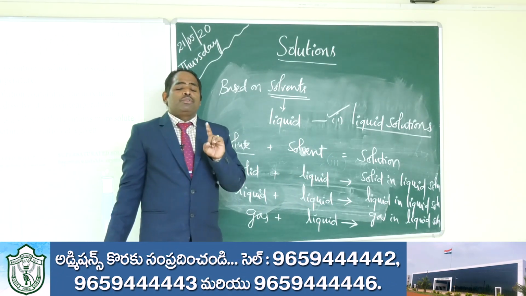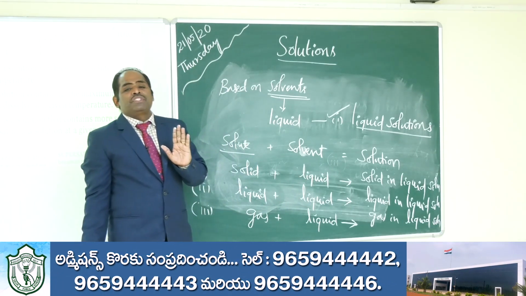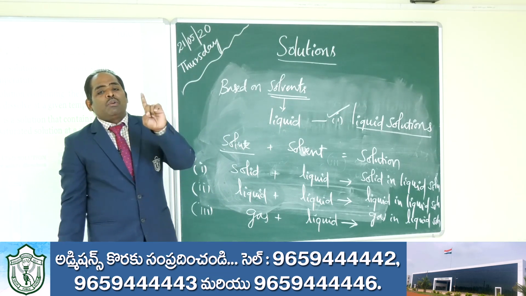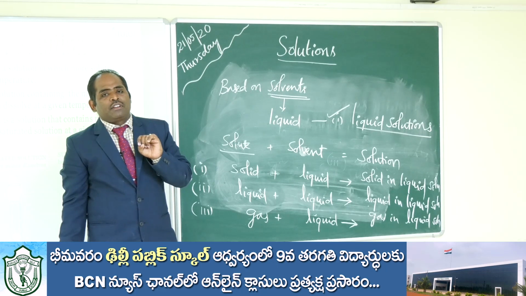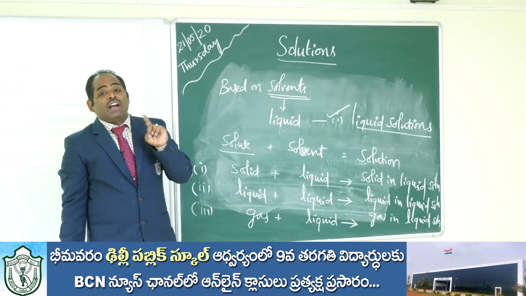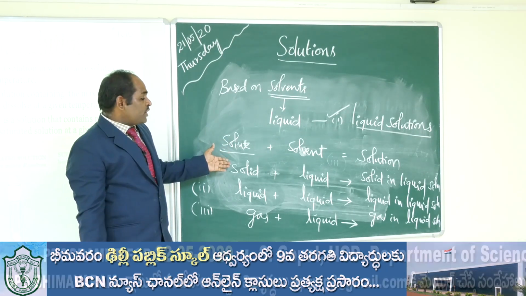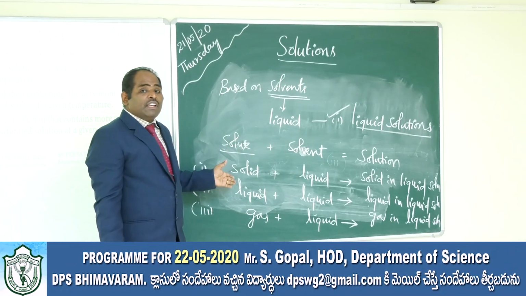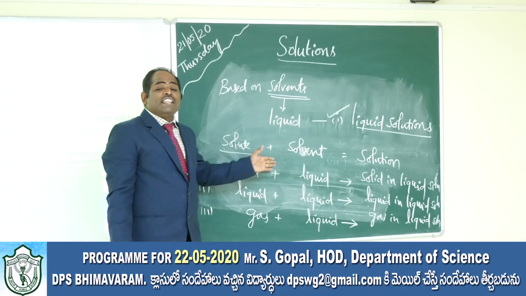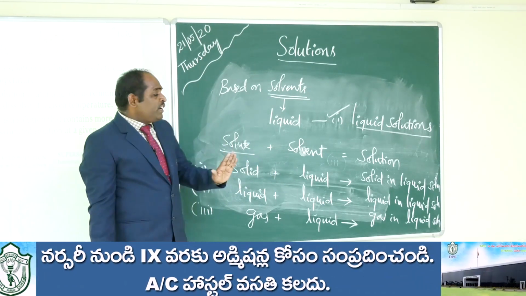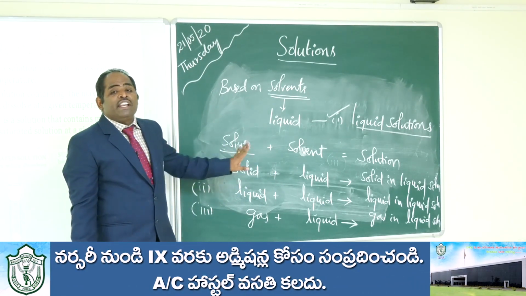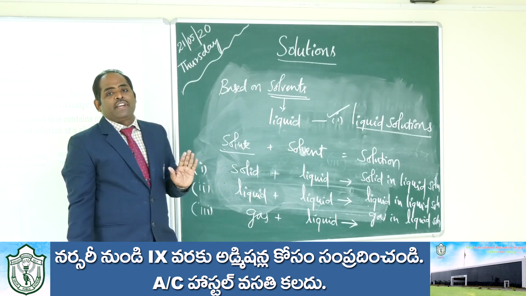So I told you, in today's class we are discussing binary solutions. Binary solutions means what? Only one component is a solute, and another component is a solvent. Under the binary solutions you got three types: solid in liquid, liquid in liquid, and gas in liquid. Now we will go deep into solid in liquid solutions only today.